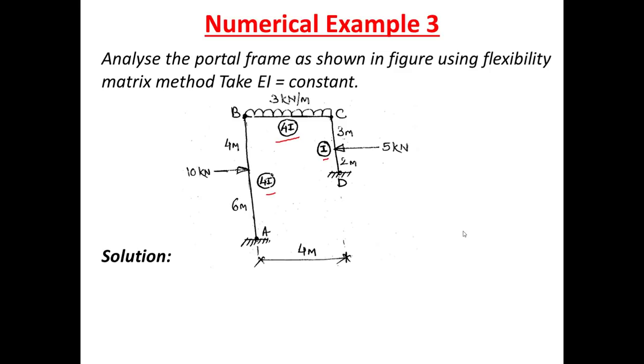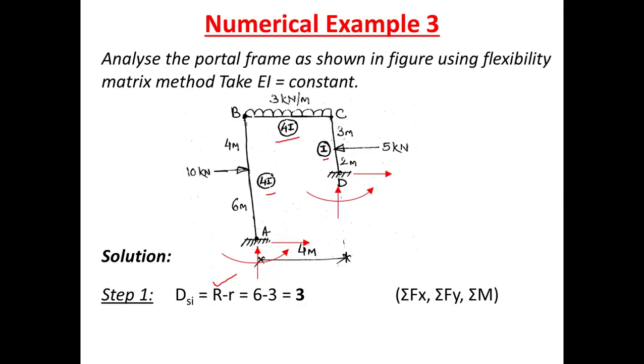Now the very first step, similar to the previous problem, is to determine the degree of static indeterminacy. So DSI equal to capital R minus small r, where capital R is the total number of unknown reactions in the given portal frame. Now in the given frame support A and support D are fixed. So we know that if a support is fixed there are three reactions. So three reactions at A and three reactions at D. Total number of unknown reactions is 6, minus equations of equilibrium for the portal frame. Now we know that we have to consider three equations of equilibrium. So 6 minus 3, DSI equal to 3.